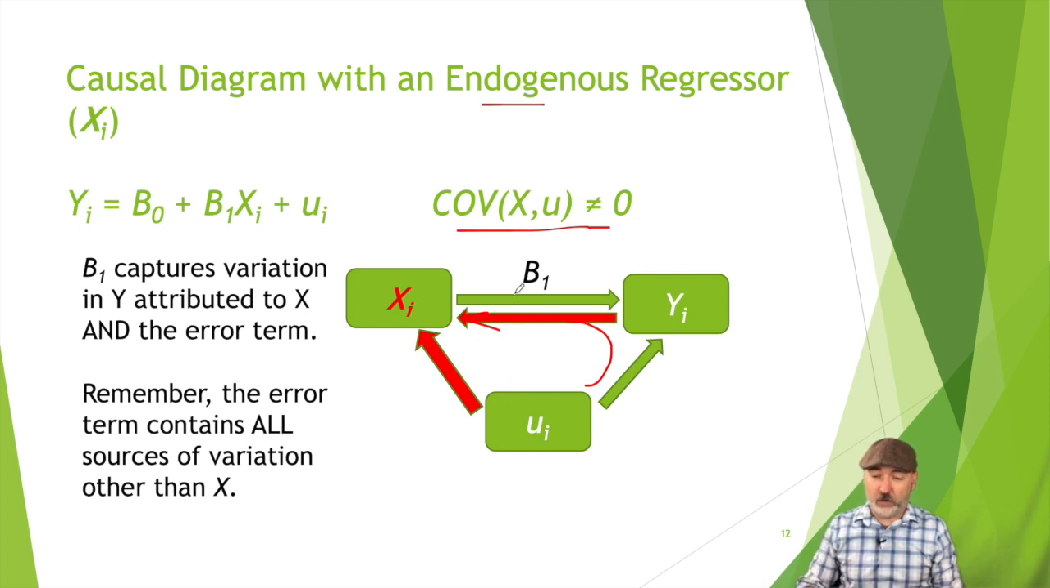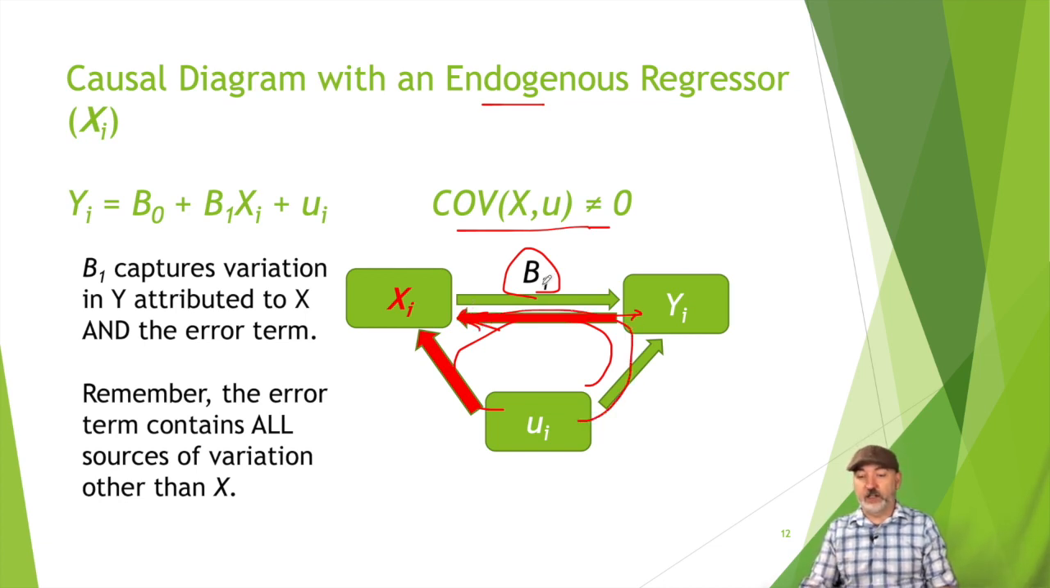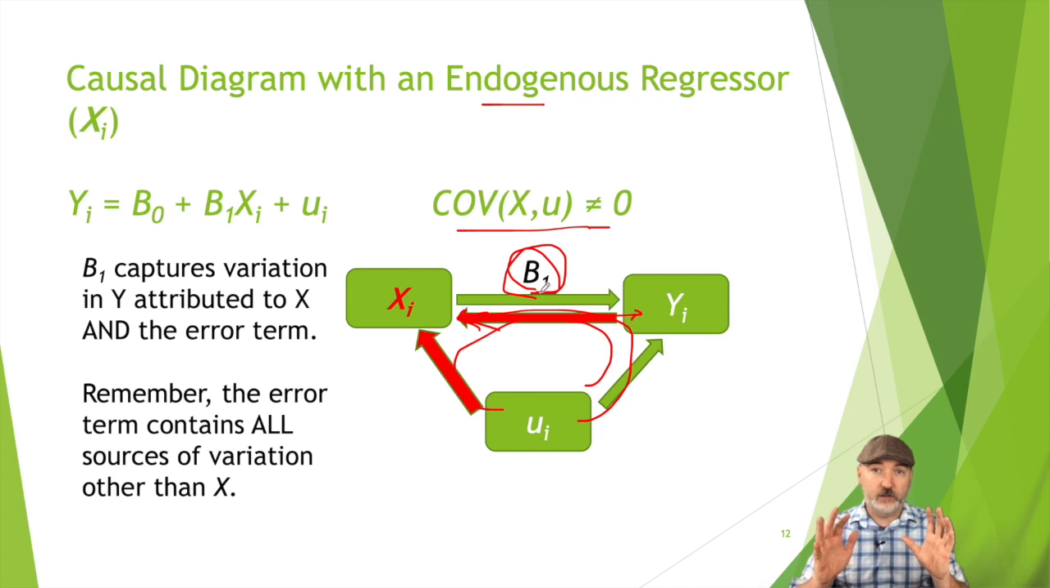Well, now this b1, we're not sure what this represents, because now a random shock to the error term is going to be influencing y this way, and it's going to be influencing from y to x this way potentially, and we can no longer exactly interpret that b1 as reflecting the marginal effect of x on y. It's going to be a biased estimate.